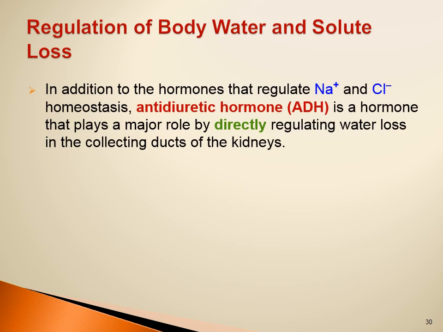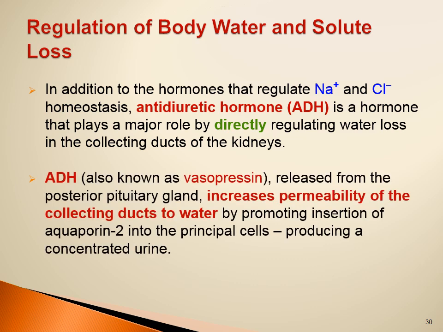Okay. In addition to the hormones that regulate sodium chloride, and we say these hormones are angiotensin II, aldosterone, and ANP released from the atria of the heart, there is another hormone that affects mainly water reabsorption in the kidneys. This hormone is called antidiuretic hormone. It is a hormone that plays a major role by directly regulating water loss in the collecting ducts of the kidney. Again, you'll study this hormone in more detail in the endocrine system as well as in the urinary system.